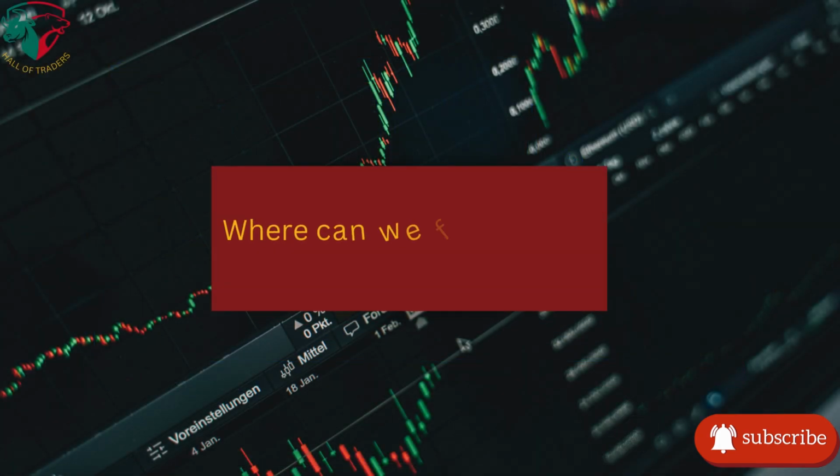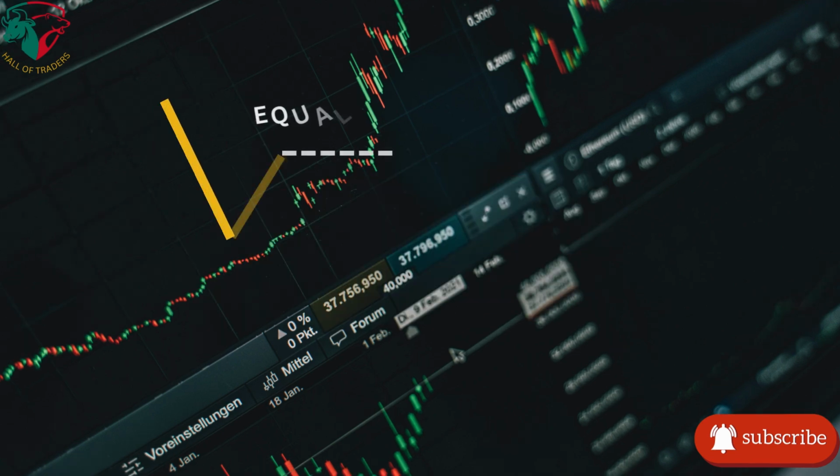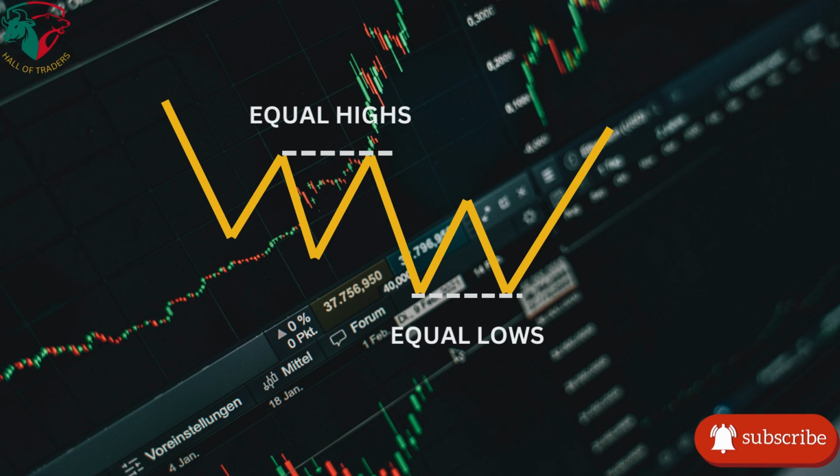We have now understood the types of liquidity. So where can we find liquidity? Because not knowing the areas with liquidity may force you to take bad trades and end up getting taken out of the market. So, liquidity can be in the form of equal highs or equal lows.